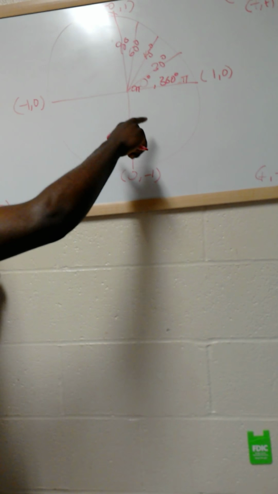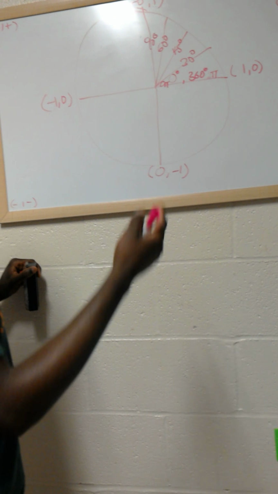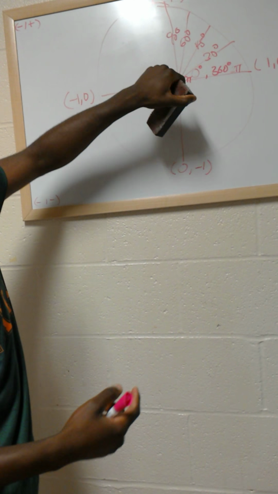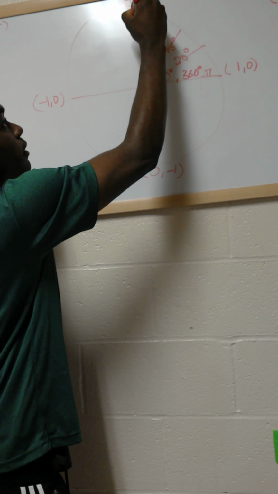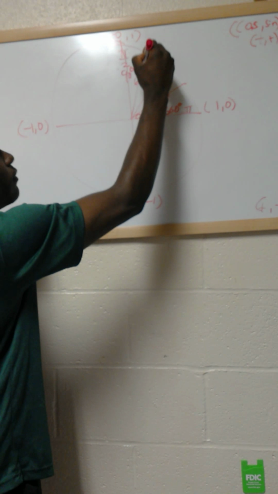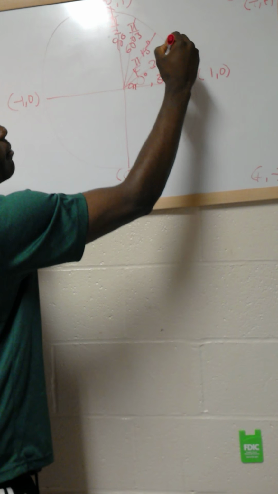You have the degrees. Now you go to the radians. The radians, you really have to memorize that as well, because that will help you finish everything else. This right here is pi over 2. You have pi over 3, pi over 4, and then you have pi over 6.